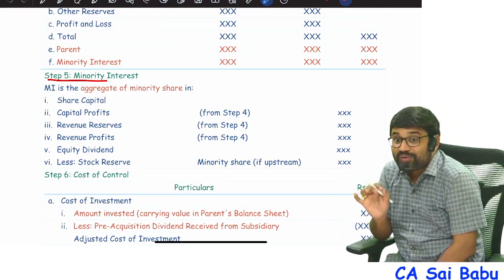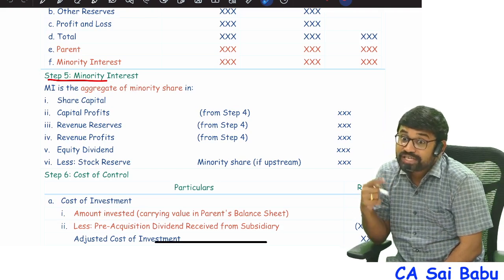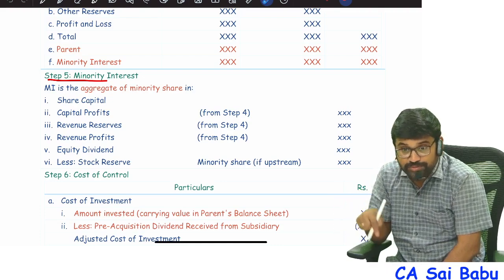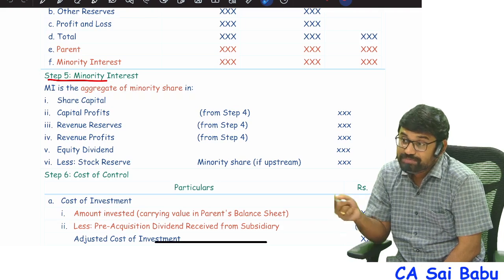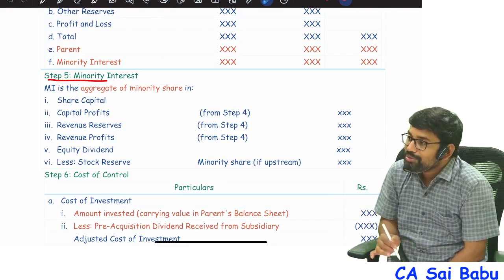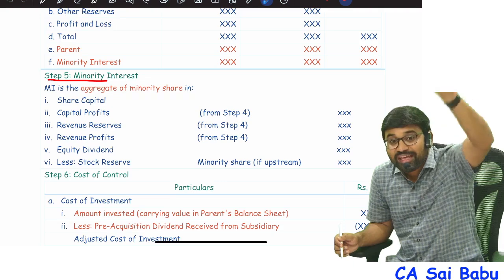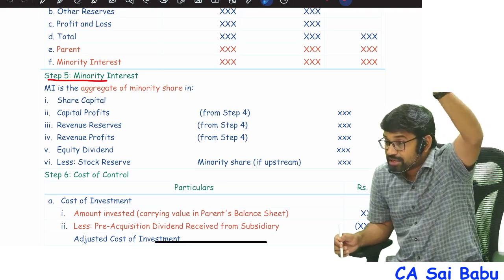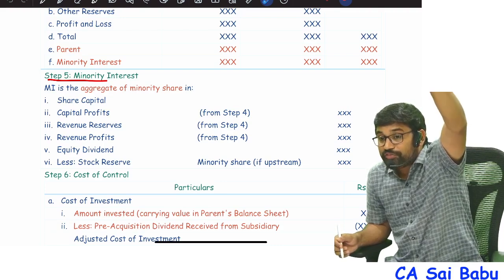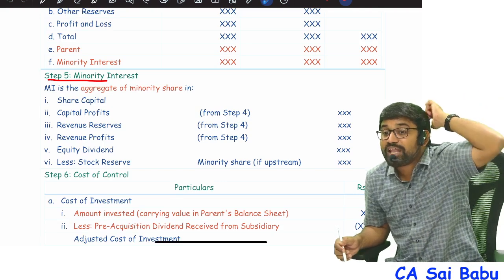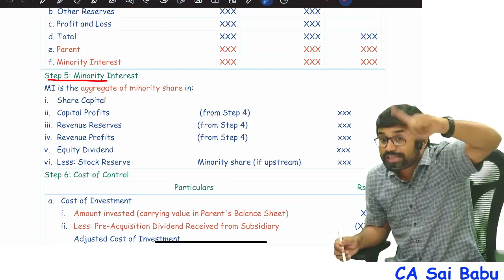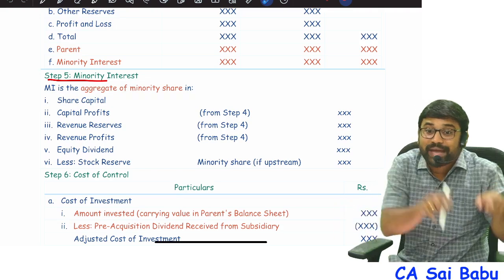Sir, here is one interesting point. Suppose at the time of analysis of profits of the subsidiary company itself, I remove these unrealized profits from the subsidiary company profits, then I am not required to do this adjustment because it is already eliminated. So only when the profit earned by the subsidiary on sale of goods to the parent is analyzed and apportioned in steps number 3 and 4, then it has to be eliminated from the respective parent and minority interest.